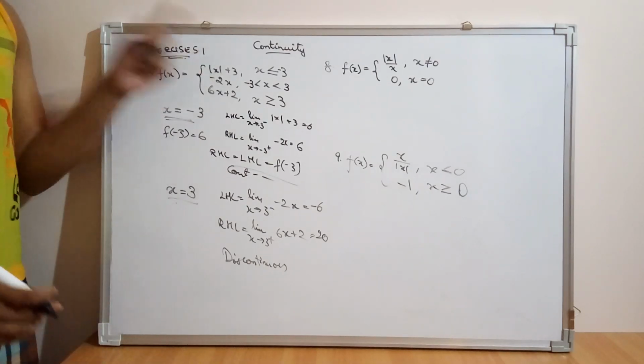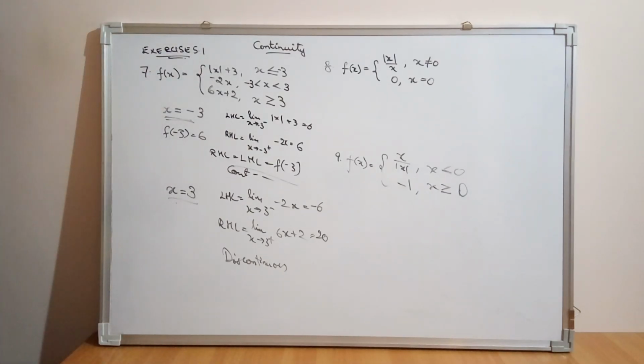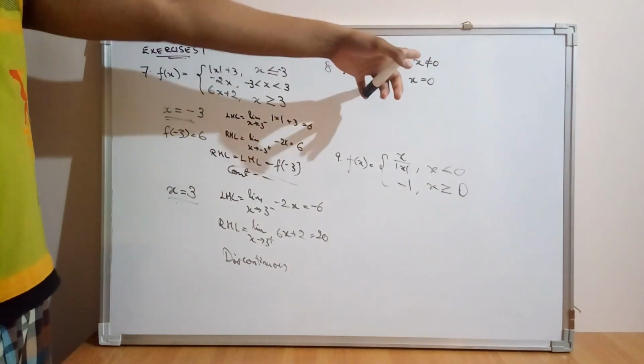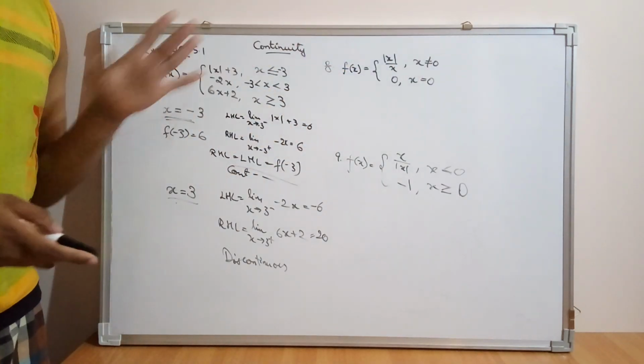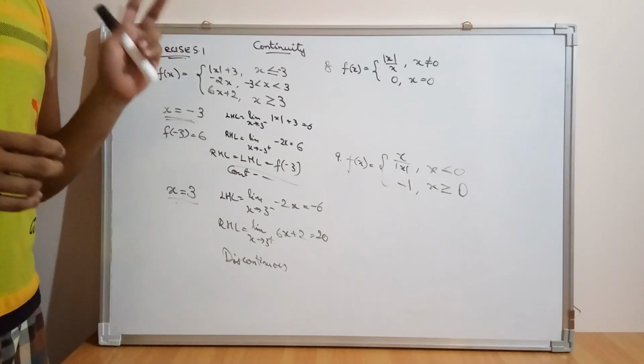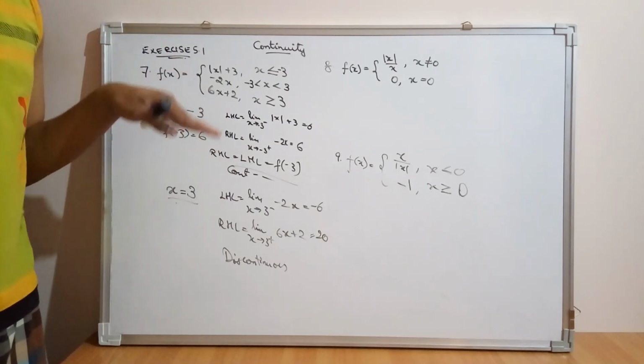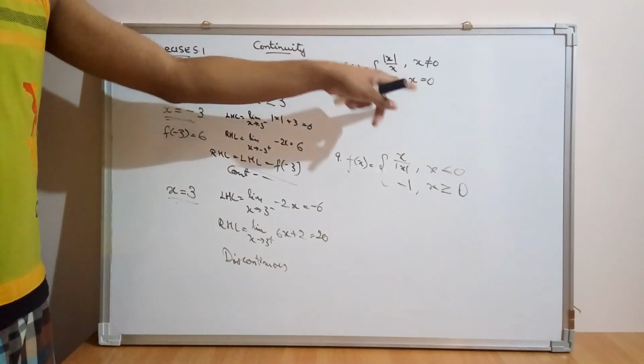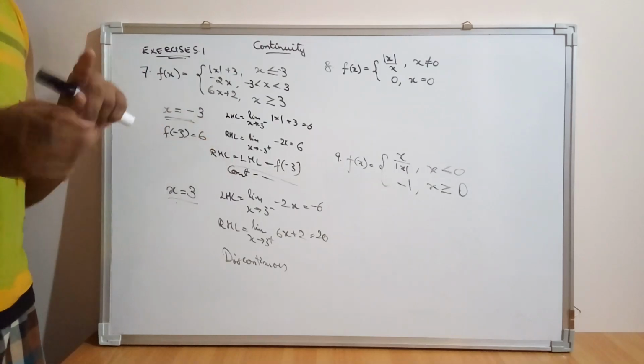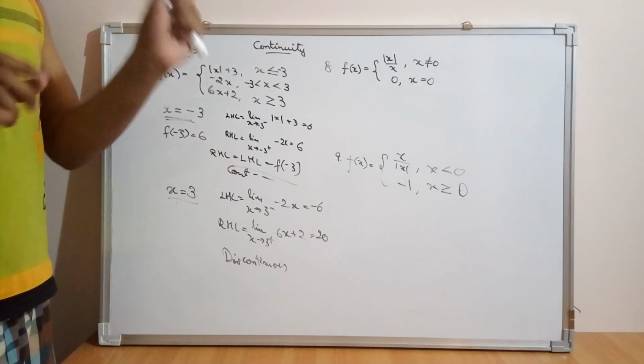Okay, now we have our 8th question. Let's see what the 8th question is. Since this is x is not equal to 0, that means it includes the whole of R, that is the real numbers, except 0. That means both sides of the number line, except the point 0.